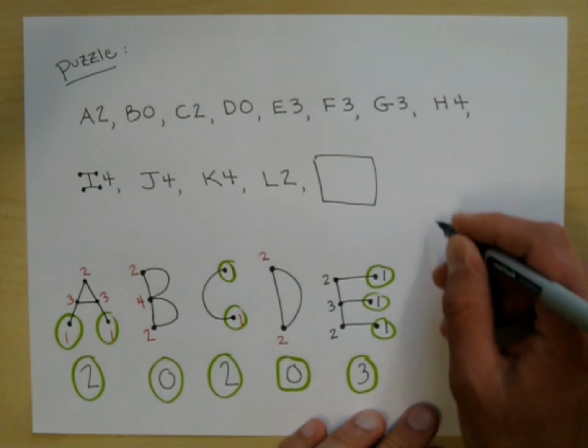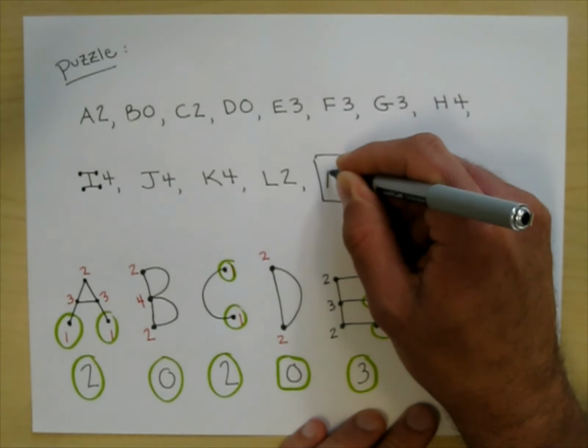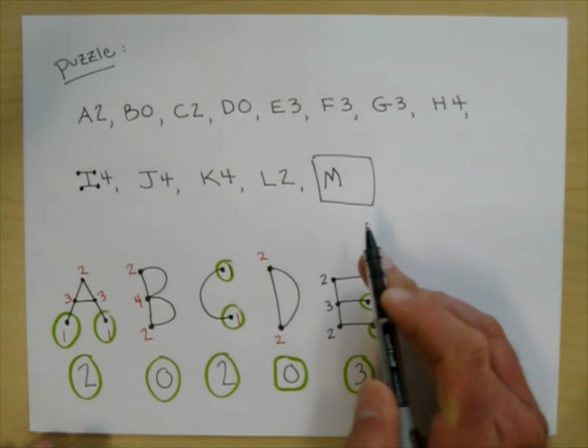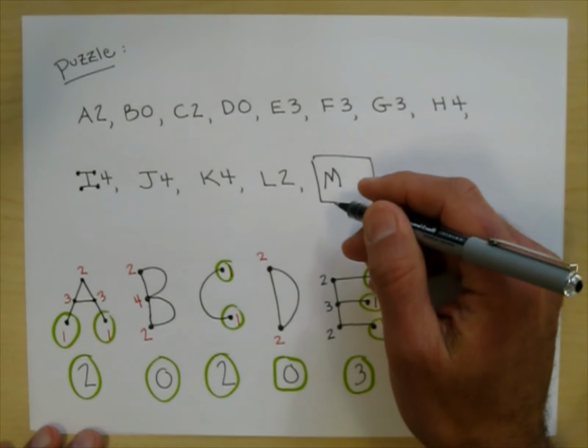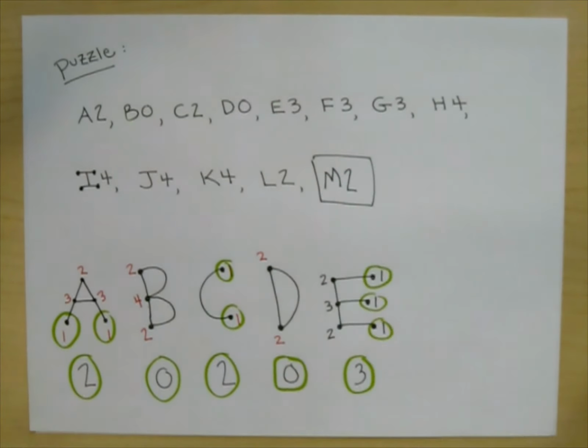So let's look at the letter M, so we know M's going to be in there. So how many vertices on that have just a 1? Well, it would just be 2.